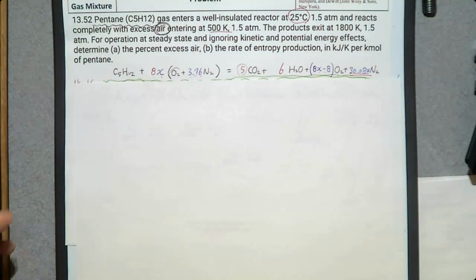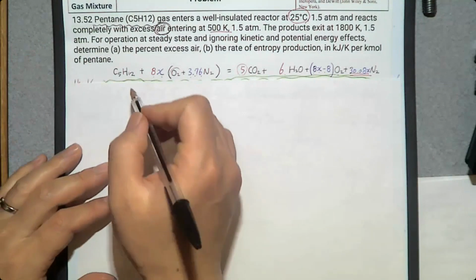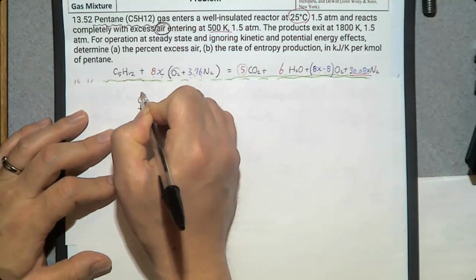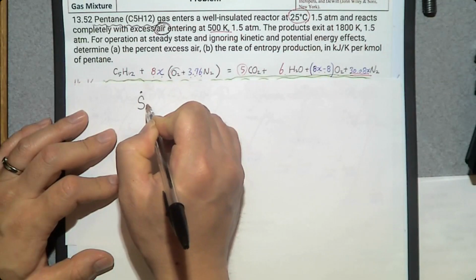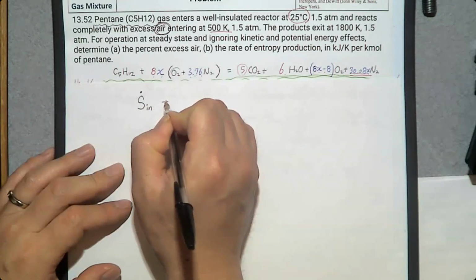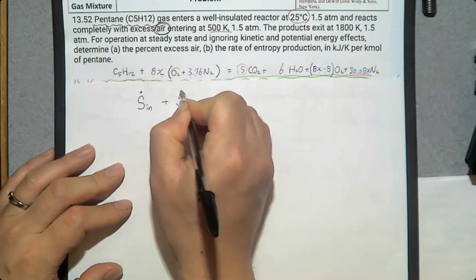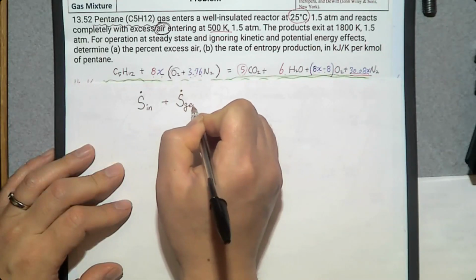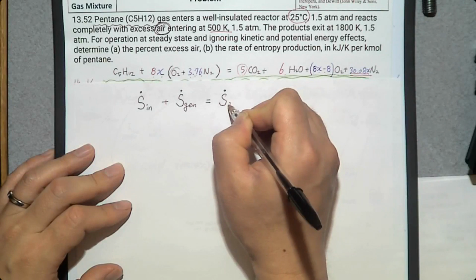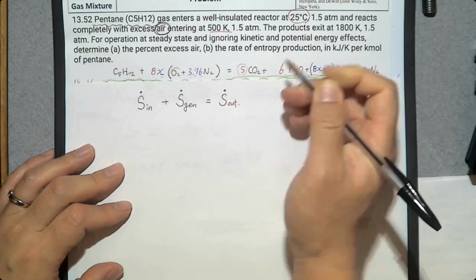What was the entropy balance equation for a steady state open system? The rate of entropy transfer into a control volume plus the rate of entropy generation is going to be the rate of entropy transfer from the control volume to the outside.